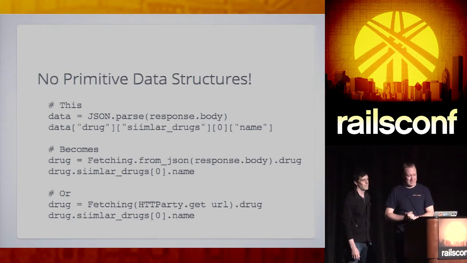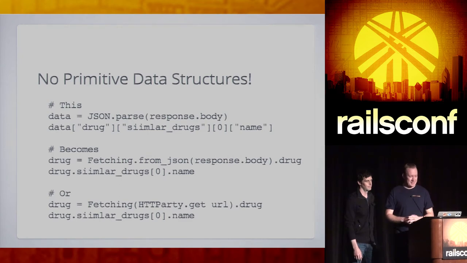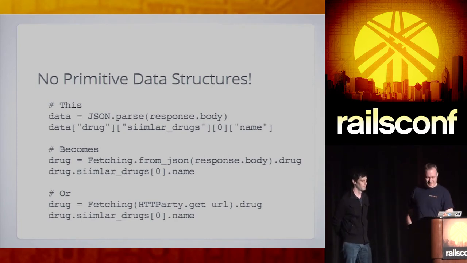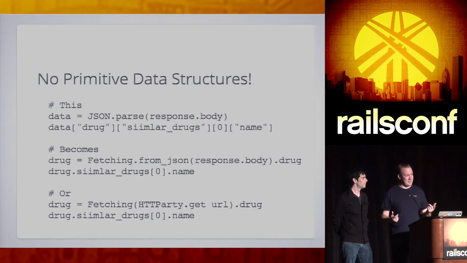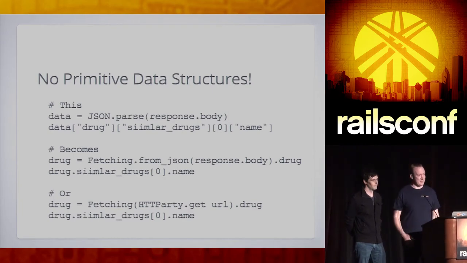Or we also provide a conversion function that accepts any object that responds to to_hash or to_array, such as a hash or an array or a party response. So you get the same data structure. And what this is doing underneath for a hash-like object is just defining those methods right away.